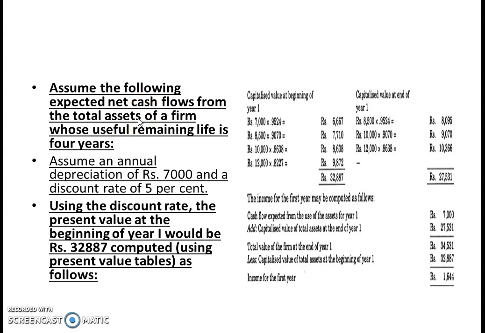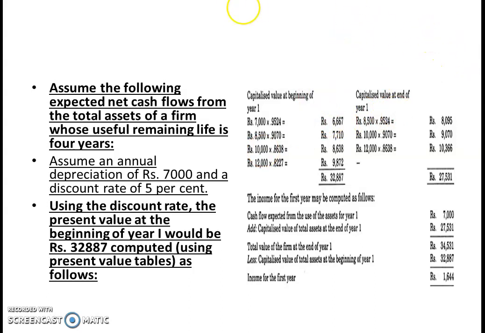Assume the following expected net cash flow from total assets of a firm whose useful remaining life is 4 years. Assume annual depreciation of 7,000 and a discount rate of 5%. Using the discount rate, the present value at the beginning of year 1 would be 32,887, computed using the present value table. You just see. Now, let us imagine you have capital values of 7,000, 8,500, 10,000, 12,000. These are the capital values which are there.